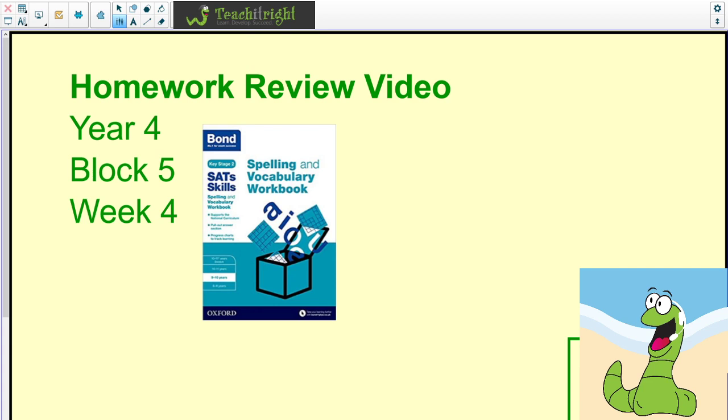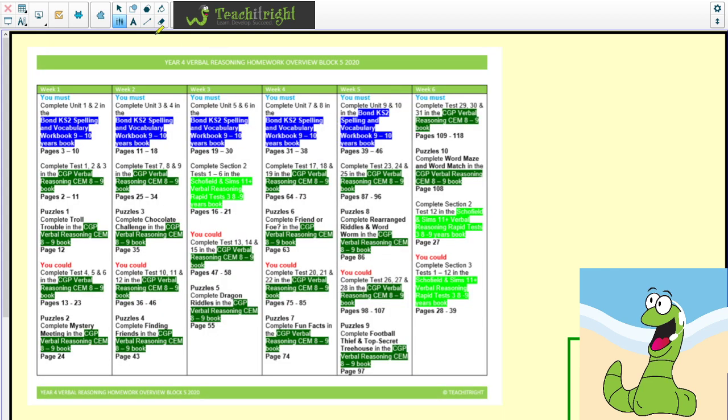So let's have a look at what the tasks were. So as I just mentioned, 7 and 8 is the two units from the spelling and vocabulary book. And we've also got tests 17, 18 and 19 to have a look through from your CGP book. And we'll also go through puzzle 6 as well and make sure you know the answers for that.